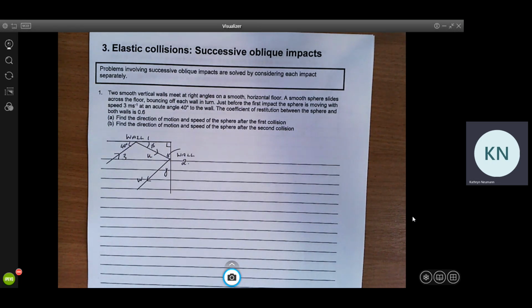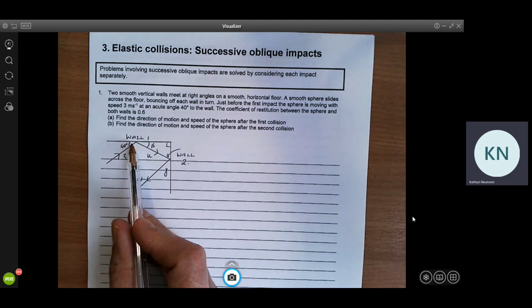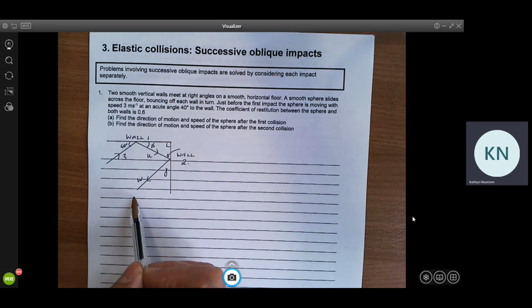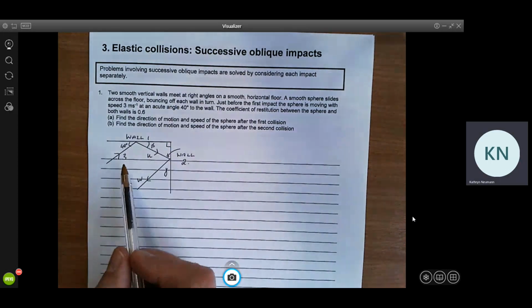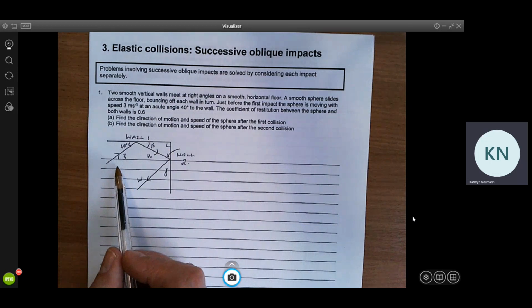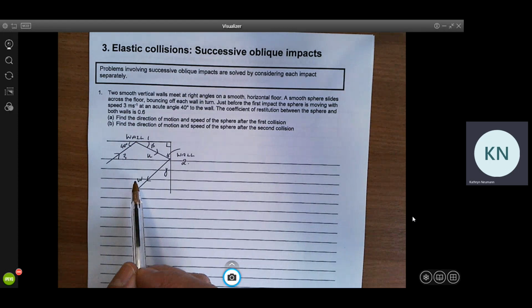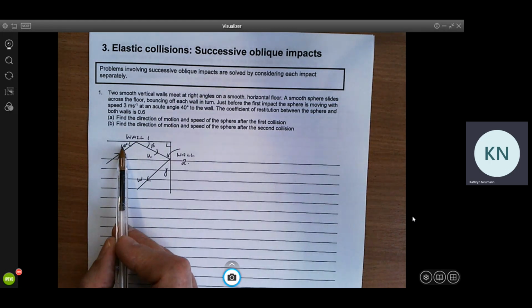Now what that means is when a particle or sphere of some sort hits one wall and bounces off, and hits another wall and bounces off that one. So we're really just going to apply what we've used before, but we've got to do it twice. So it's very important to have a clear diagram and be very clear in your mind and your working exactly what you're doing. So we've got the initial angle is 40 degrees.